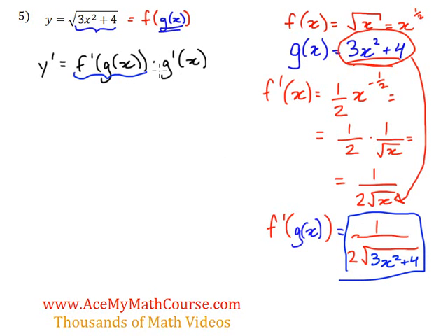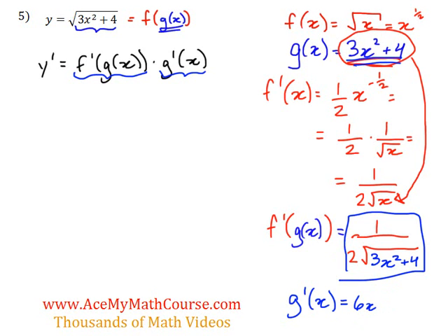Then we need to multiply it by g prime of x. And what's g prime of x? That'll be easy to find out because we have g of x right here, 3x squared plus 4. So I can just take down the exponent, multiply by the 3. So 3 times 2 is 6. So I have 6x. And we subtract 1 from the 2, and we get a 1. So the derivative of 3x squared is just 6x. I don't need to write the 1 there. And the derivative of 4 is just 0. So we're done here. G prime of x is just 6x.